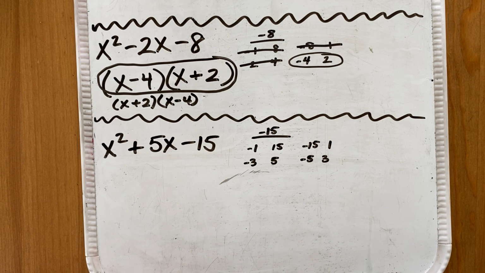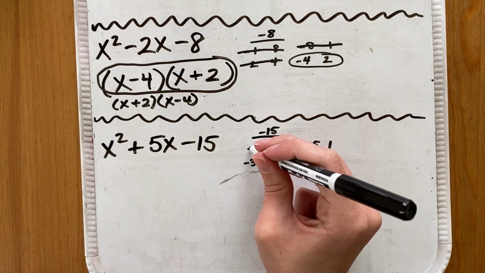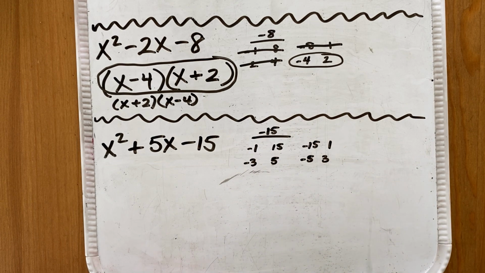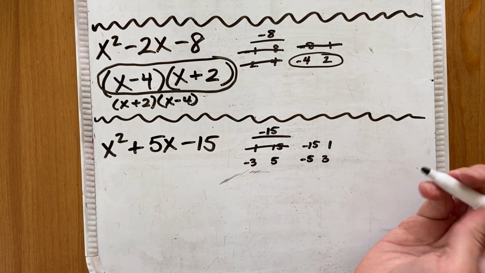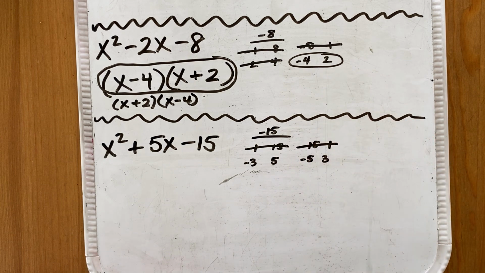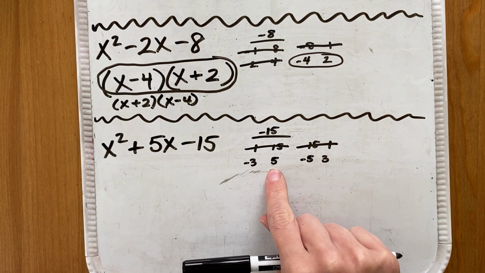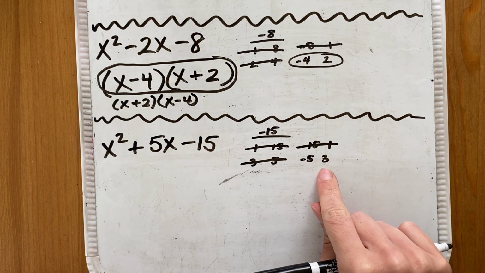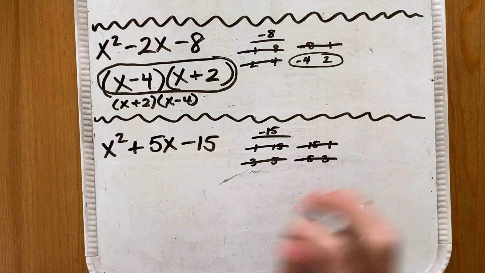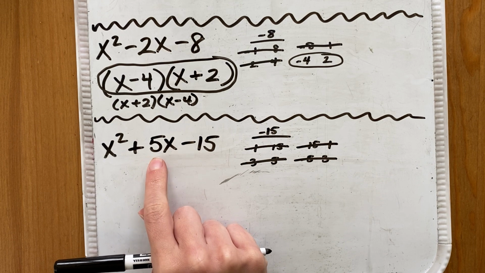All right, if I try to add, I get negative 1 plus 15 is going to make 14, so that's no good. Negative 15 and 1 makes negative 14. Negative 3 and 5 makes 2. And negative 5 and 3 makes negative 2. So I never ended up getting this positive 5 here in the middle.